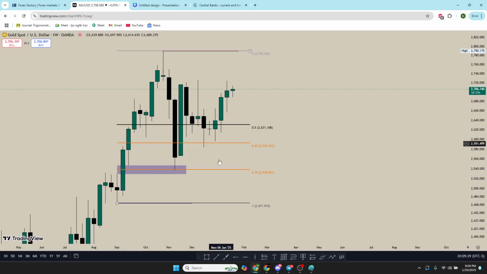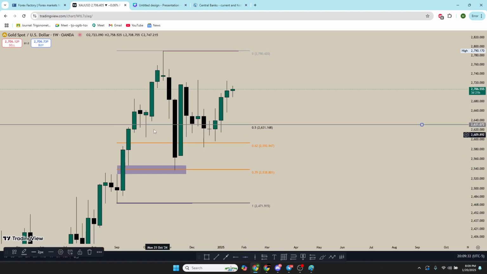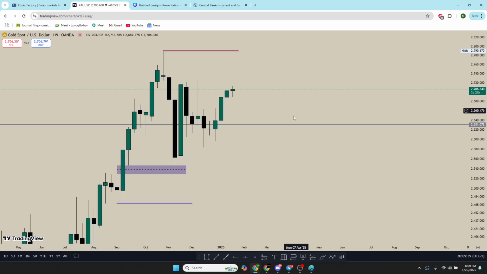Boom. So now if I have this range, I can draw to 50%. Anything below this 50% is discount. Everything above it is a premium. But if we're in this range from low to high, and we're continuing the fractal from this low to this high, now that creates a buy model.